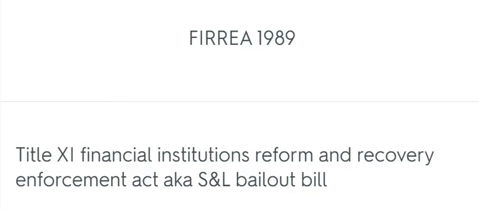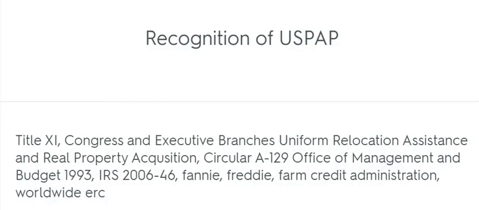FIRREA 1989: Title XI, Financial Institutions Reform, Recovery, and Enforcement Act, also known as the S&L Bailout Bill. Recognition of USPAP: Title XI, Congress and Executive Branches, Uniform Relocation Assistance and Real Property Acquisition, Circular A-129 Office of Management and Budget 1993, IRS 2006-46, Fannie, Freddie, Farm Credit Administration, Worldwide IRC.